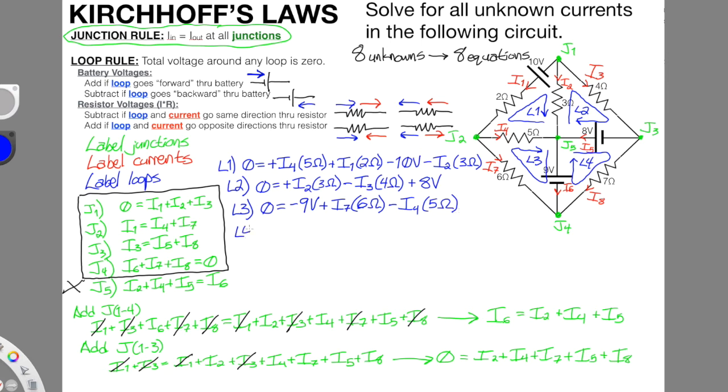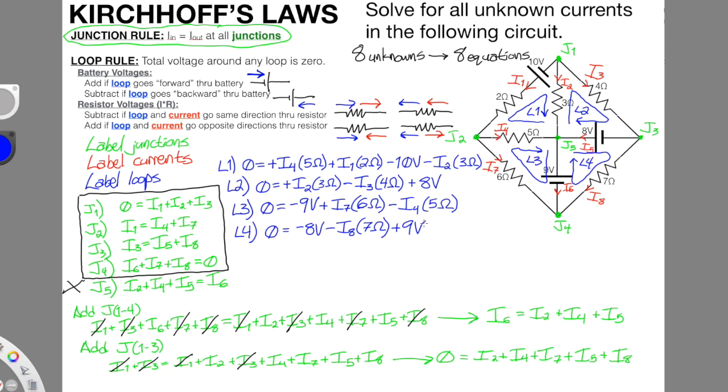Last but not least, loop 4, again starting at the center. First we go backwards through an 8-volt battery, 0 equals, and we make that battery voltage negative. Then we go the same direction as current I8 through the resistor, so we will subtract that resistor voltage, I8 times 7 ohms. And then we go forward through the 9-volt battery, so we will add that battery voltage. Then we're back to where we started.